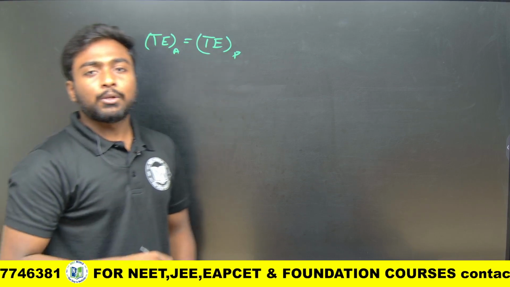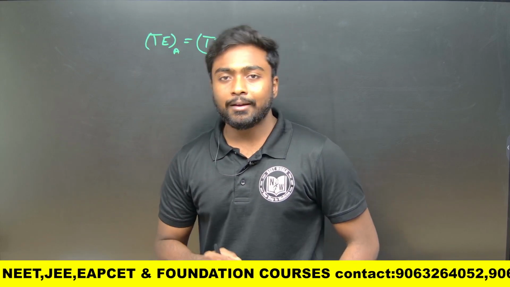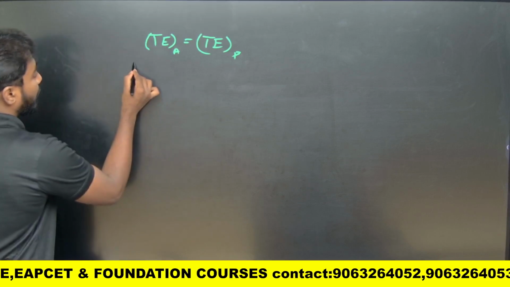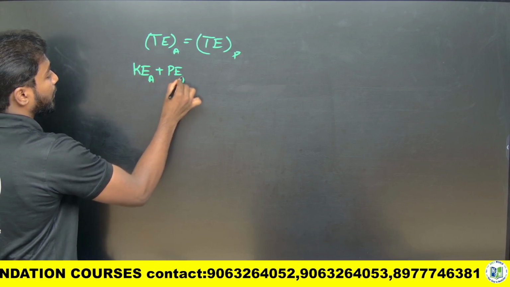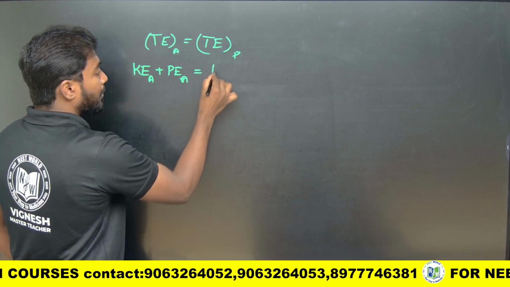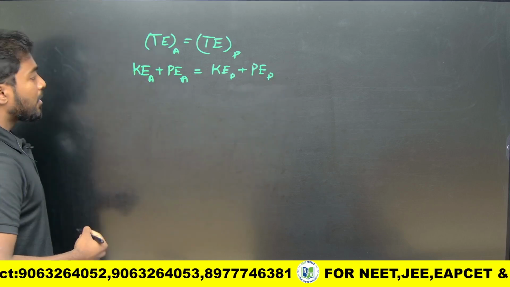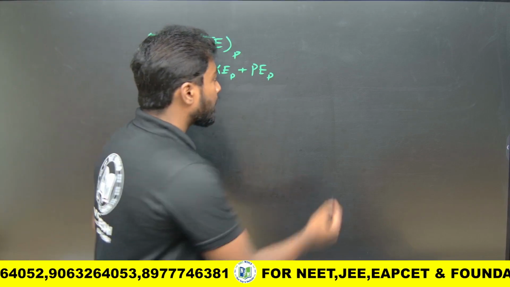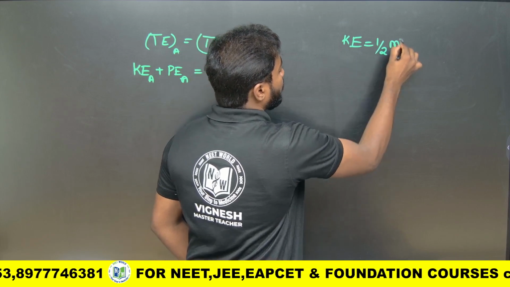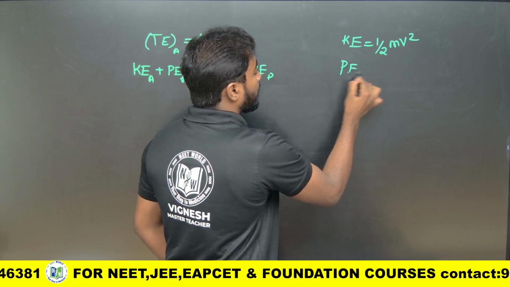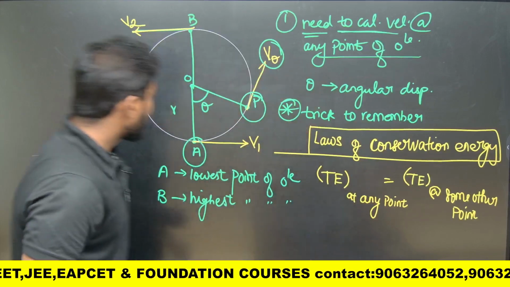Total energy is nothing but kinetic energy plus potential energy. So kinetic energy at A plus potential energy at A is equal to kinetic energy at P plus potential energy at P. The kinetic energy formula is half mv square, and the potential energy formula is mgh. Before that we will see one more thing here.